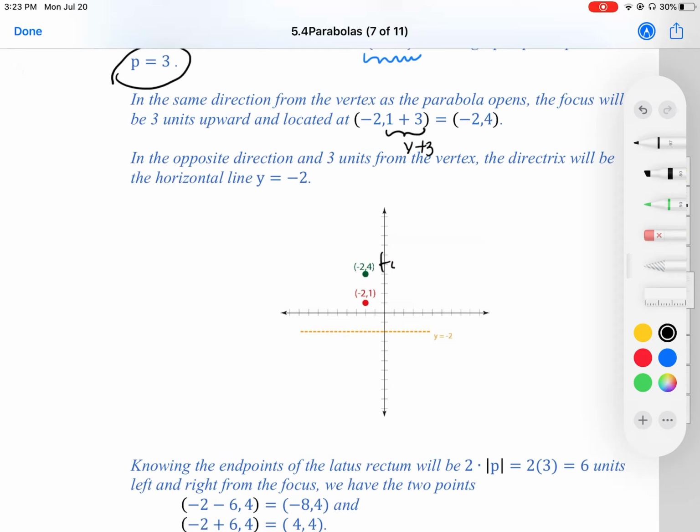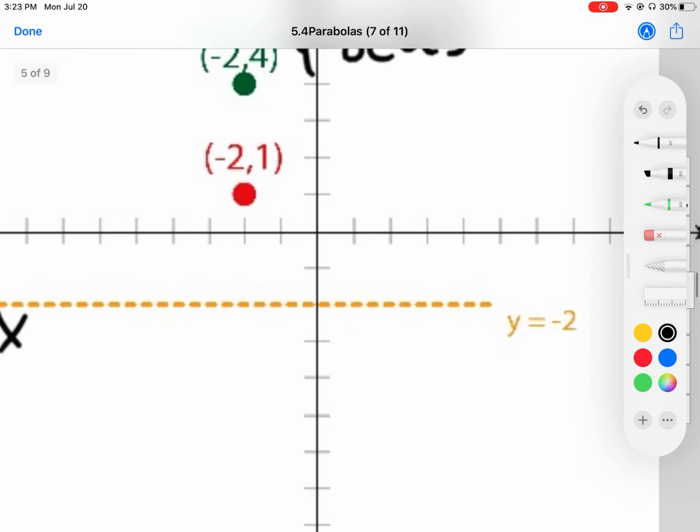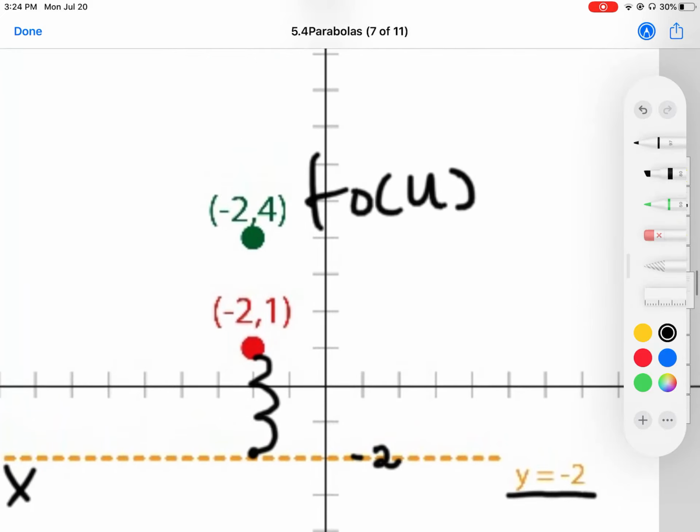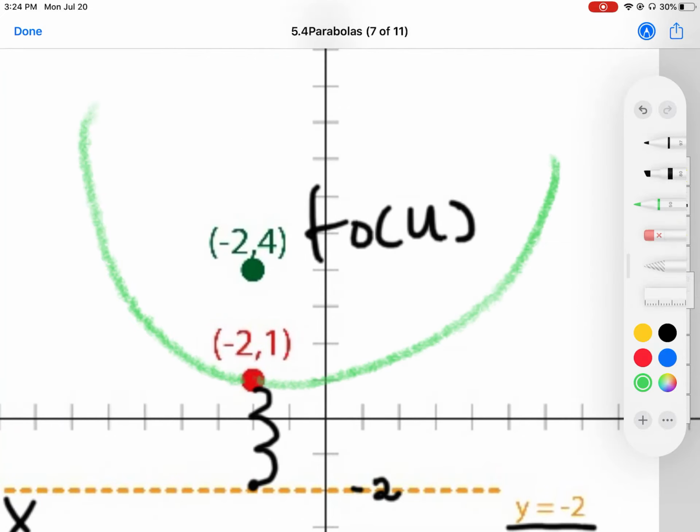All right, so here we have our focus point that's within our parabola, and here we have our directrix. And we got that from counting 3 points. So let me zoom in, from this point we counted 1, 2, 3, and we're here. That's at -2. So I have the horizontal line y equals -2. From my vertex, because I know my graph is going to open up, I'm going to count 3 inside because 3 is the p-value. So I have 1, 2, 3. And that gives you your focus point. So that's the point -2, 4.